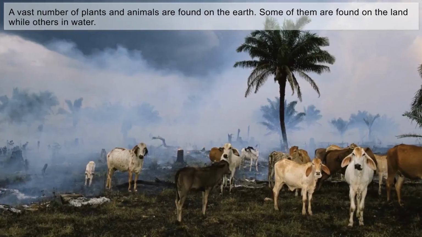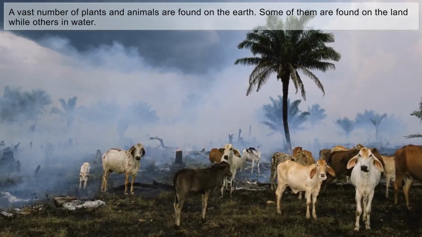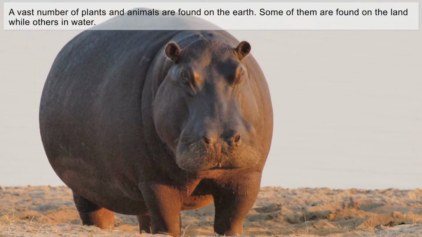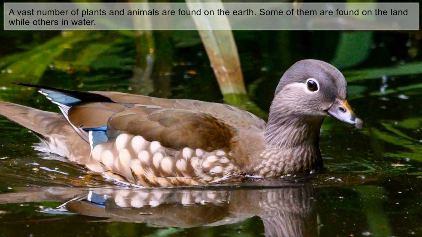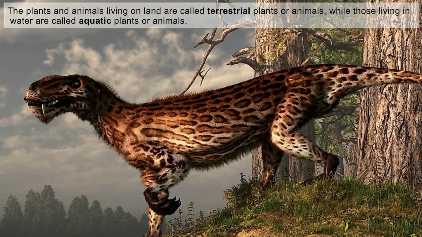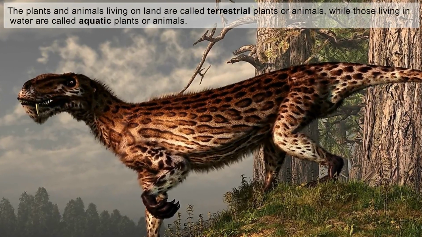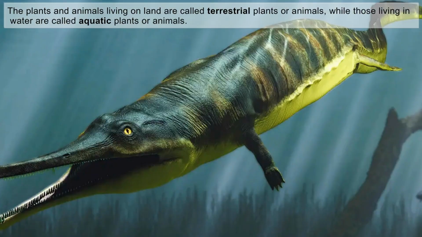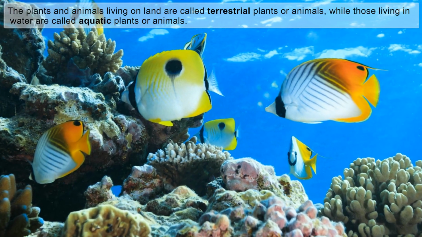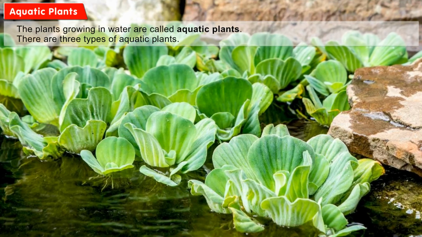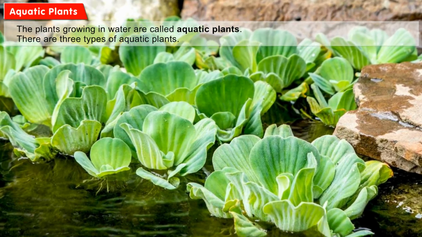A vast number of plants and animals are found on the earth. Some of them are found on the land while others in water. The plants and animals living on land are called terrestrial plants or animals, while those living in water are called aquatic plants or animals. Aquatic plants. The plants growing in water are called aquatic plants.